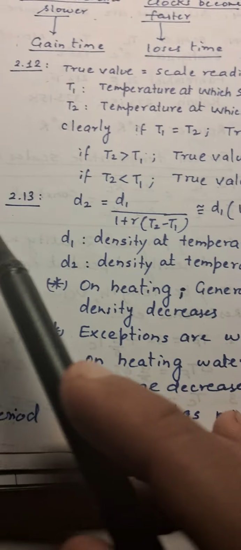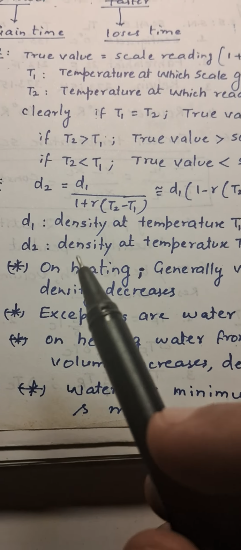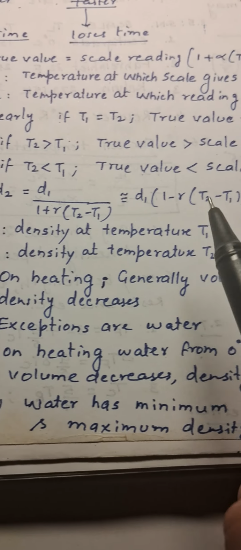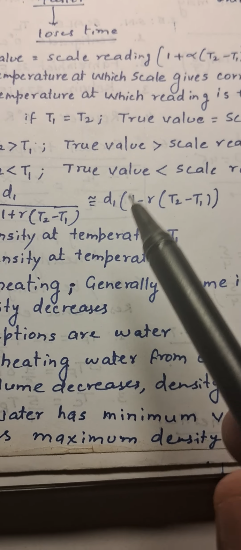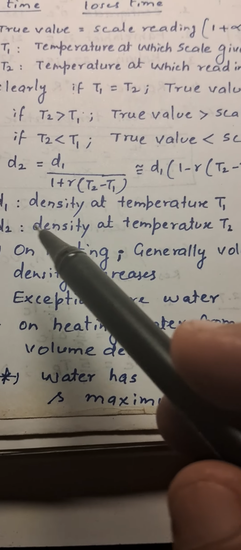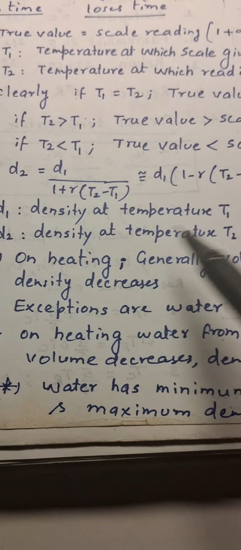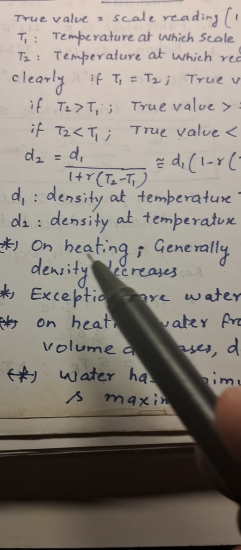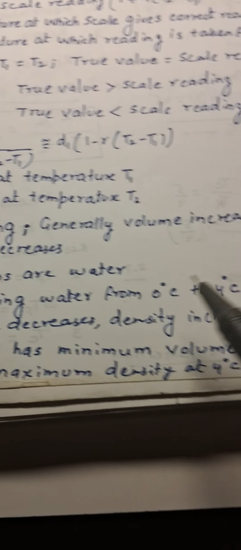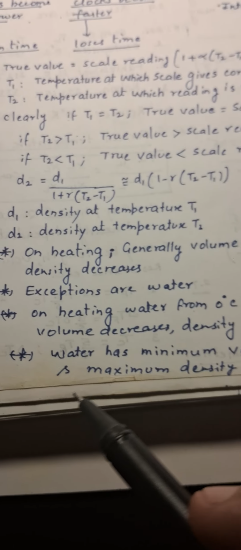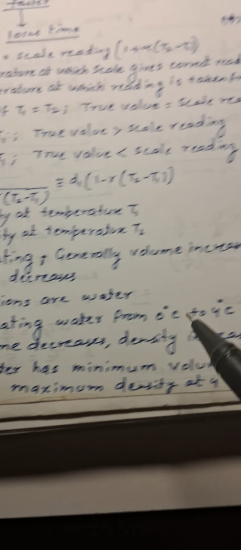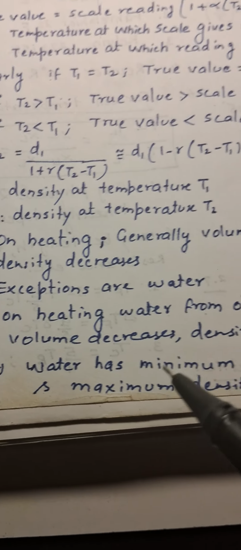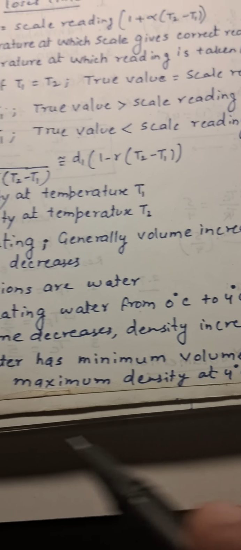Similar is the case with density of a liquid. Here the relation is d2 equals d1 into 1 plus gamma into t2 minus t1, which comes out to be d2 equals d1 by 1 plus gamma t2 minus t1, where d1 is density at t1 and d2 is density at temperature t2. So on heating generally volume increases and density decreases. The exception is water: on heating water from 0 to 4 degrees, its volume decreases and hence density increases. So water has minimum volume and maximum density at 4 degrees centigrade.